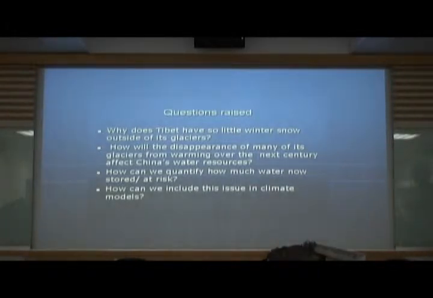Okay, one can think about the connection then of the glaciers to the warming over the next century, and people associate glaciers and winter snowpack with the water resources, and that seems in China anyway to be something that's at least not as studied as it might be. Issues like how can we quantify how much water is stored now and how much will it be in the future. This is the kind of thing you can get from a climate model if it's resolving this level of process, which it's not now. So that's one of the issues. How can we include this kind of issue in a climate model?